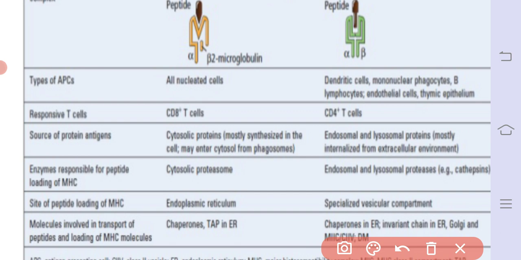Then the molecules involved in the transport of peptide and loading of the MHC molecule. The chaperone, transporter associated with antigen processing, that is the TAP protein, which is already present in the ER, is involved in the transport of the peptide antigen and loading it onto the MHC class I molecule. Whereas the chaperones in the ER, invariant chain in the ER, and Golgi are responsible for the transport of peptide and loading of the antigen on the MHC class II molecule.